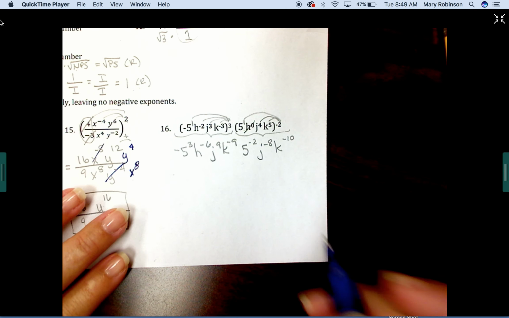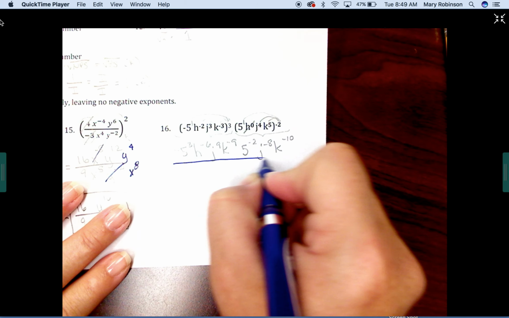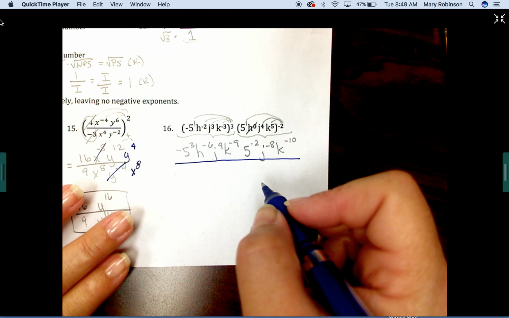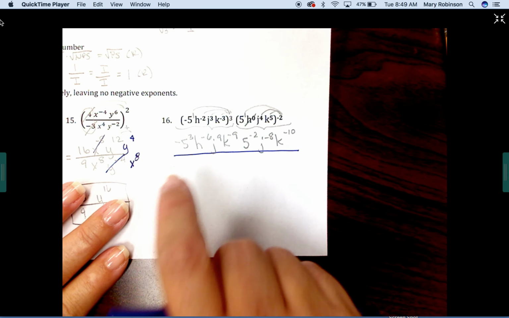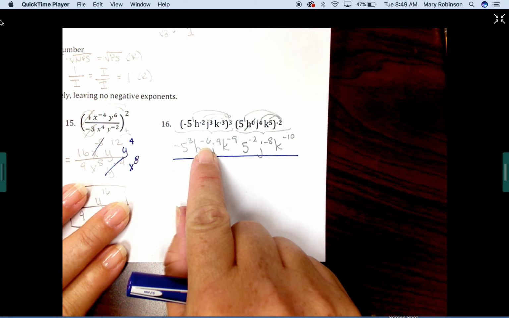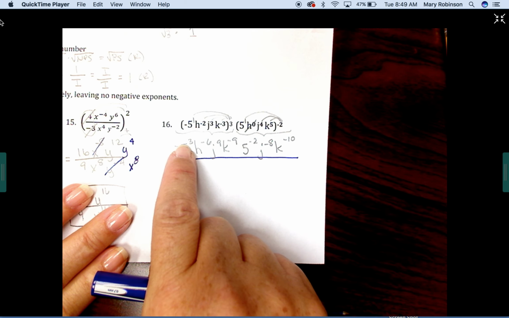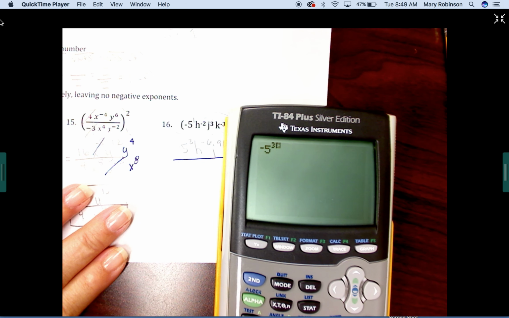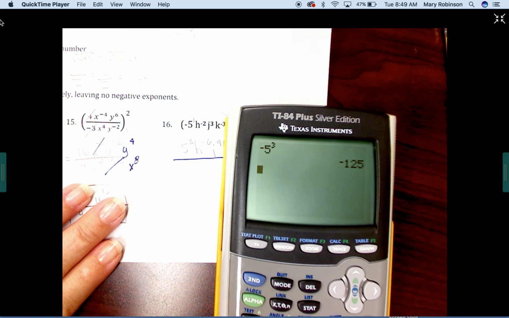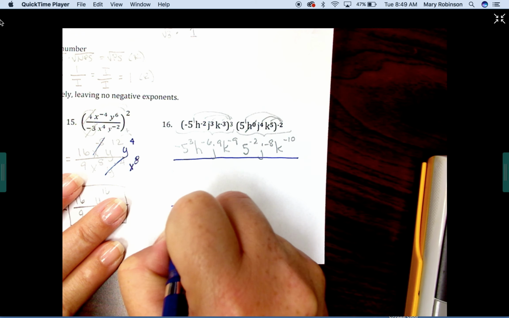At this point, I'm going to recognize that I have a lot of negative powers, and when I have negative powers, I need to move them across the vinculum of a fraction. Please keep in mind that we only move it if it has a negative exponent to make the exponent positive. Notice here for -5 to the third, the exponent is +3. I will not move that. I will, however, use my calculator and type in -5 to the third power, and I get -125. So down here, I know I'm going to have -125.